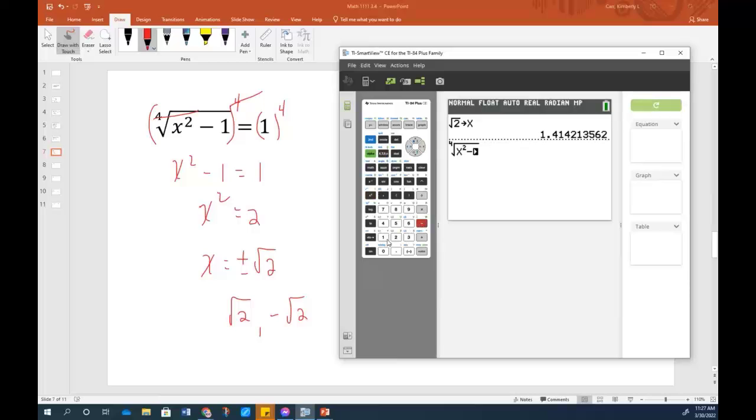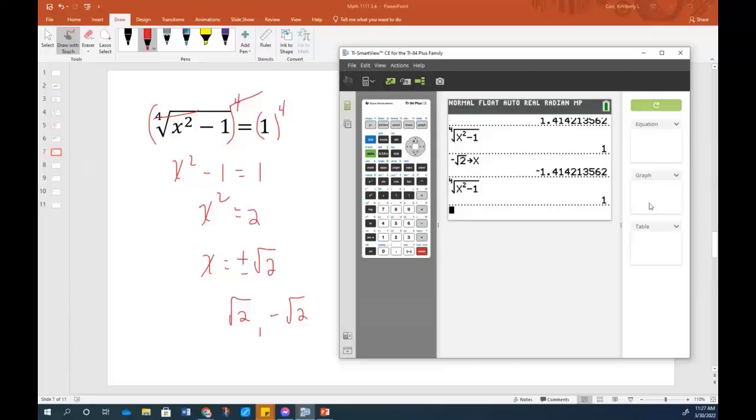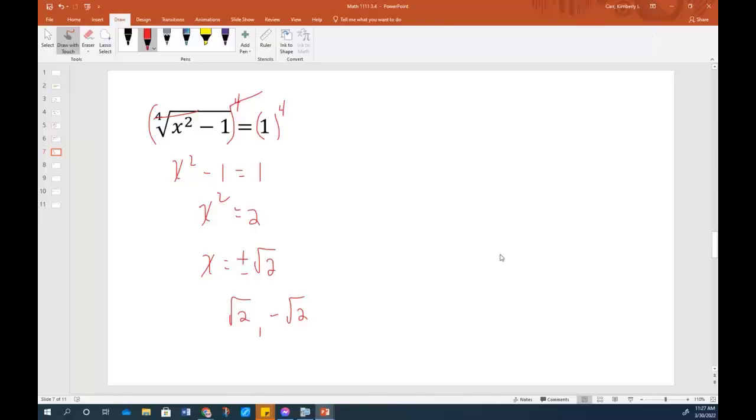So we've got x squared minus 1. So now that's that left-hand side, and it's already stored that as x. So I can just check, and it equals 1. But I also need to check the negative root. So I'm going to do the negative square root of 2, and I'm going to store that into x. Now, rather than retype that left-hand side of the equation, I can just go back up, hit enter, and it recalculates, and it's still a 1. So both of those values checked. So I have two answers, square root of 2 and the negative square root of 2.